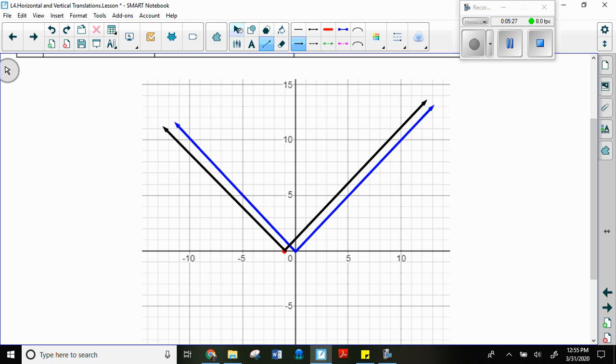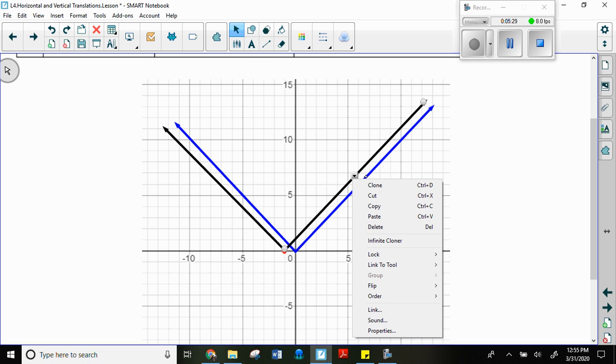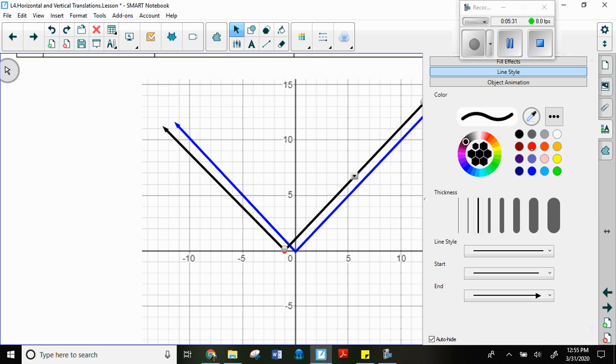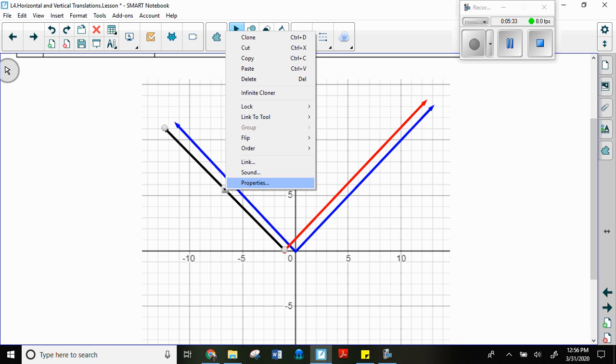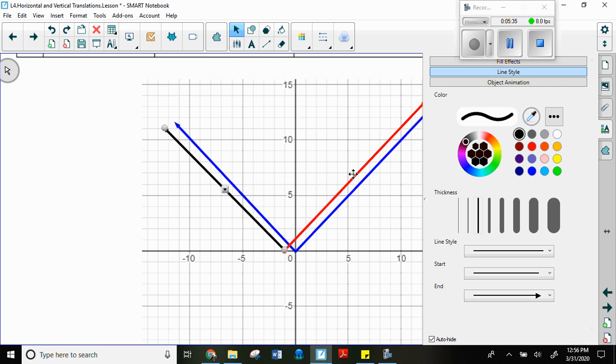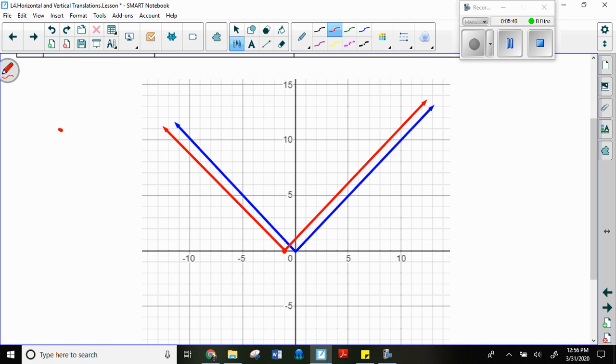Yep. Boom, boom. All of that. Little bit of that. Starting to feel better about things. F function of x is the absolute value of x, and it has been moved to the left 1 unit.